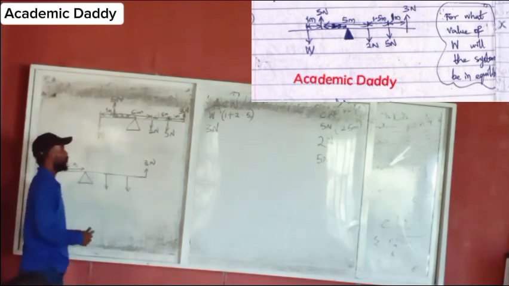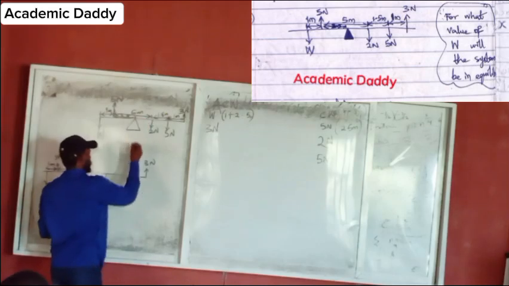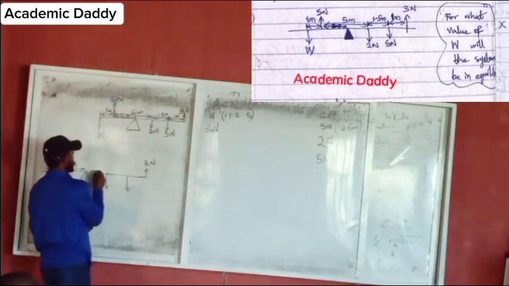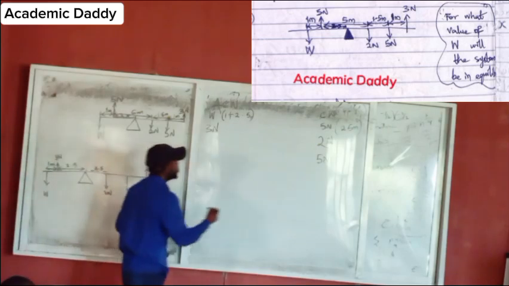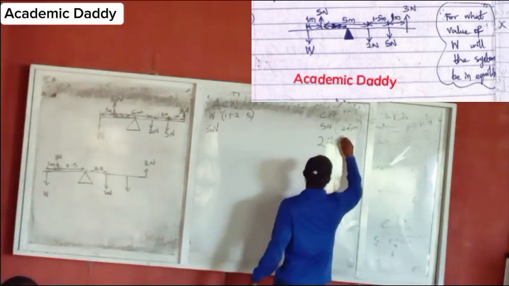So 2.5 is remaining for this. So for my 2 Newton, I have 2.5.